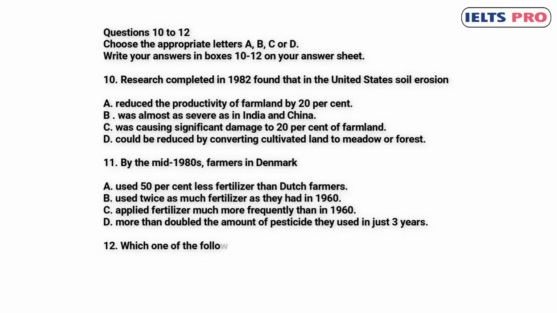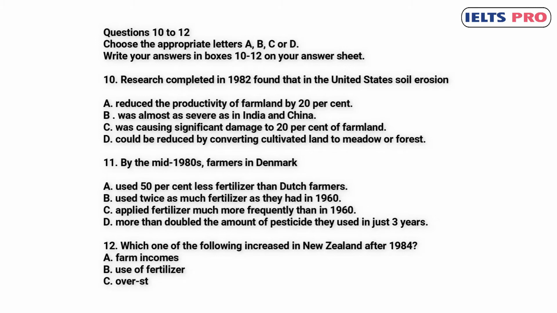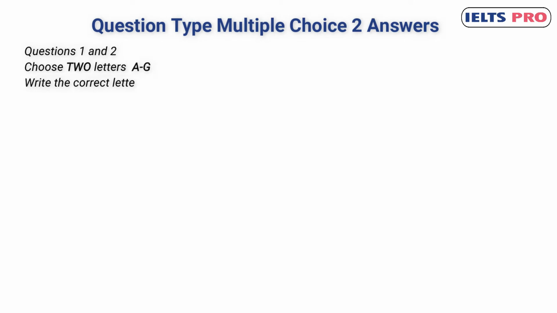12. Which one of the following increased in New Zealand after 1984? A. farm incomes. B. use of fertilizer. C. overstocking. D. farm diversification. Question type: multiple choice, 2 answers. Questions 1 and 2. Choose 2 letters, A to G. Write the correct letters in boxes 1 and 2 on your answer sheet.